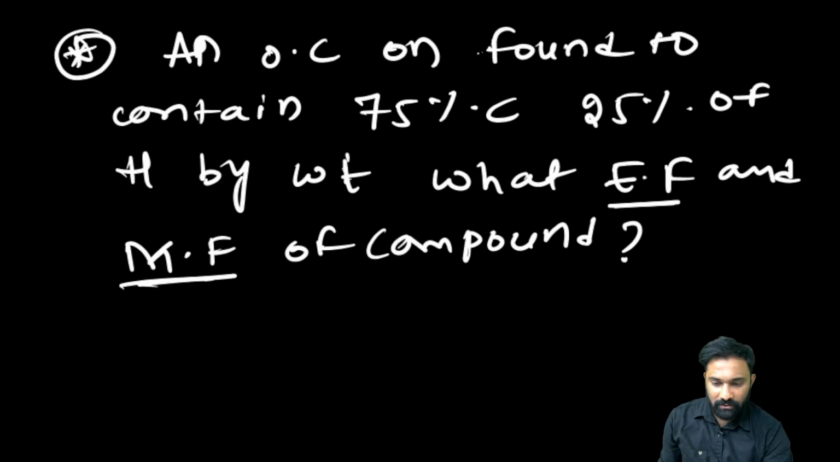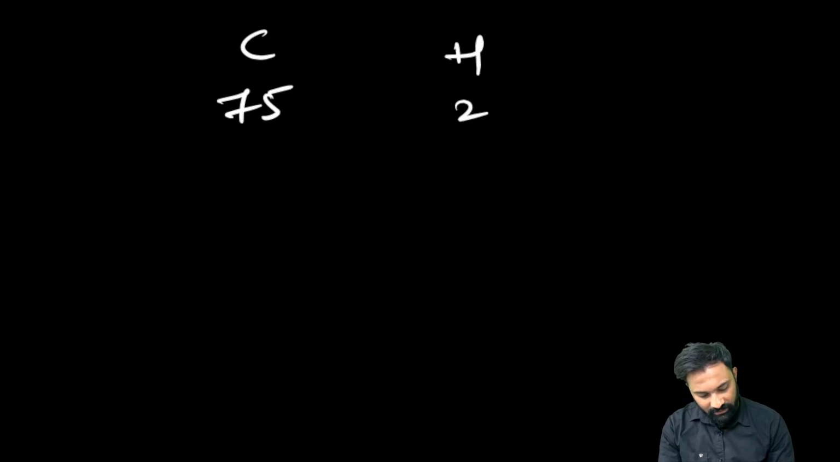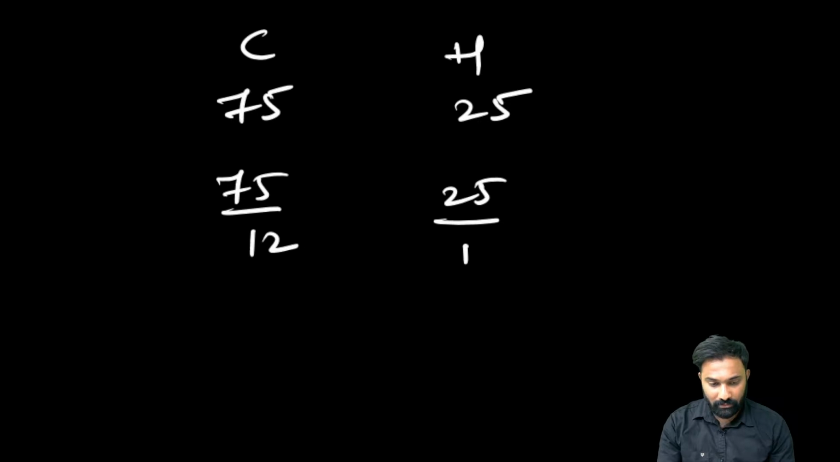What is the answer you got? You can see, right? Carbon percentage by weight they have given 75. Hydrogen percentage by weight they have given 25. If you divide each by its atomic weight, 75 by 12 and 25 by 1. Right? 75 by 12 you will get approximately 6.25.